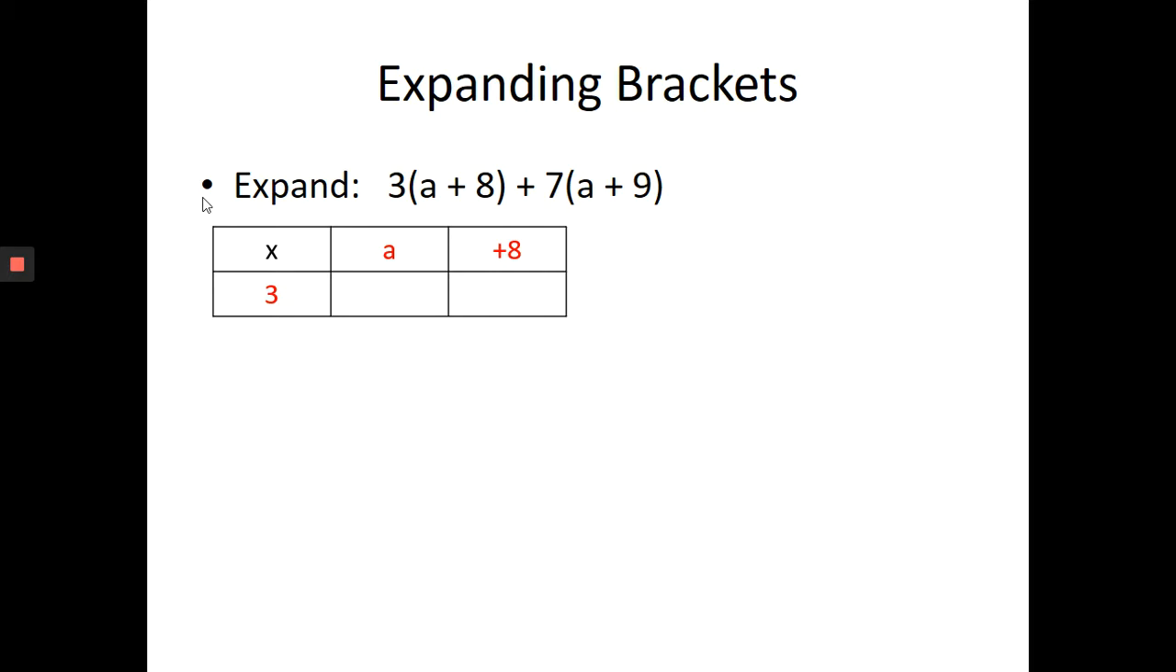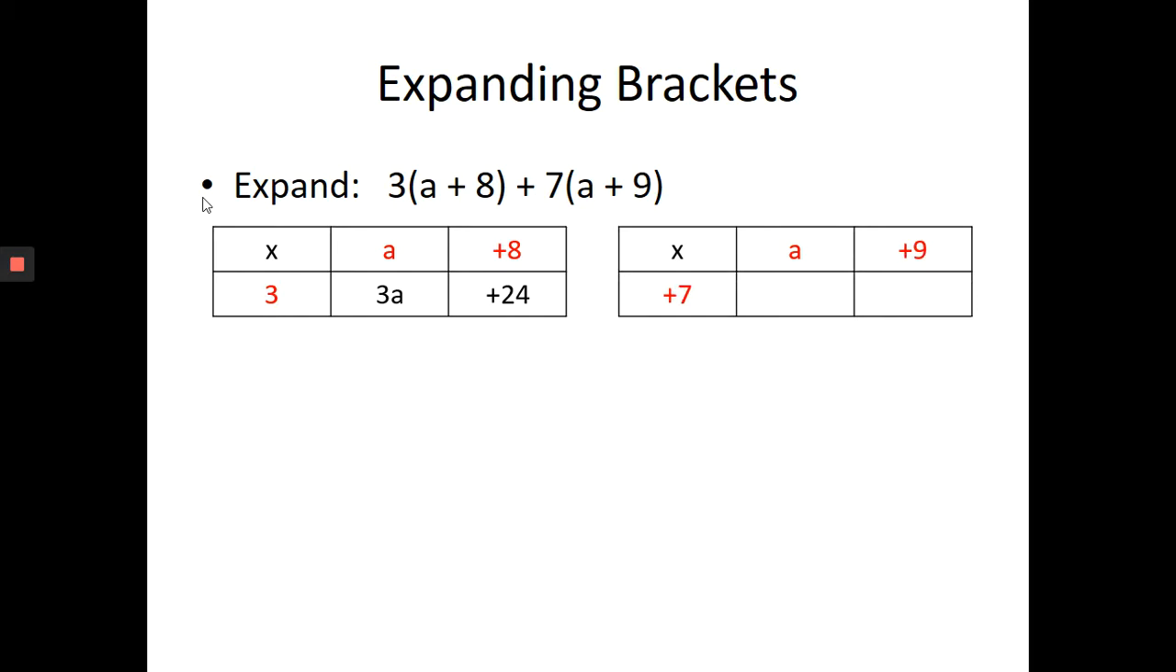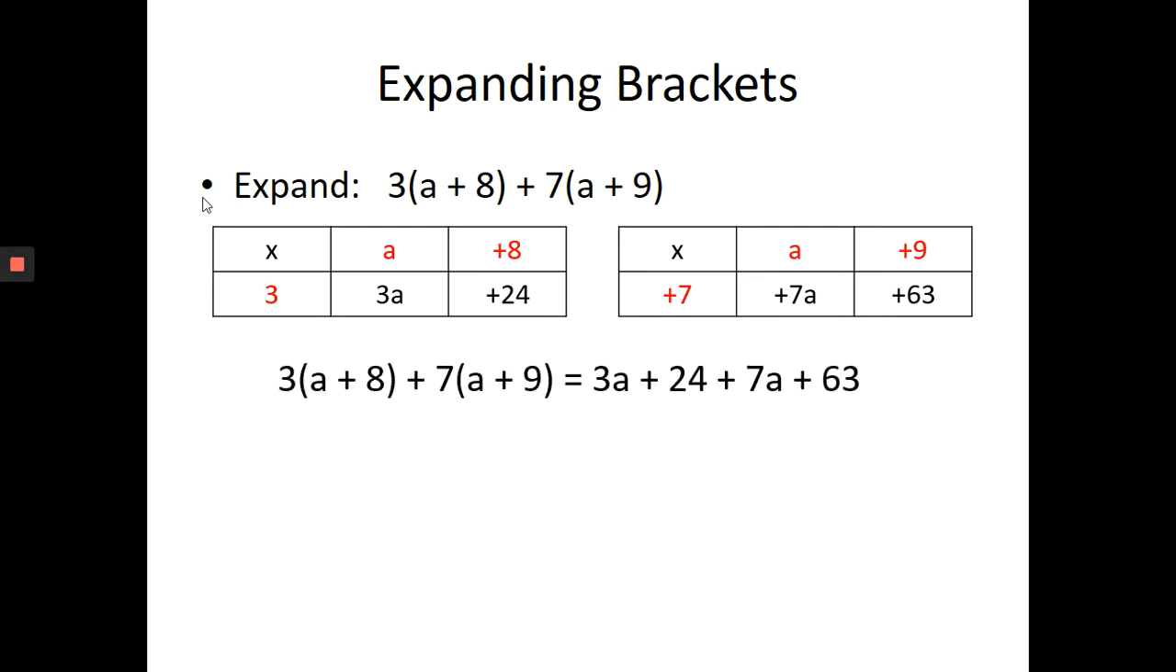Okay, I'm going to talk you through this one as well. So 3 times a would be 3a. 3 times 8 would be 24. The next table along will look like that. And now we've got 7 times a, which equals 7a, and 7 times 9, which equals 63. That gives us a total of 3a, add 24, add 7a, add 63.